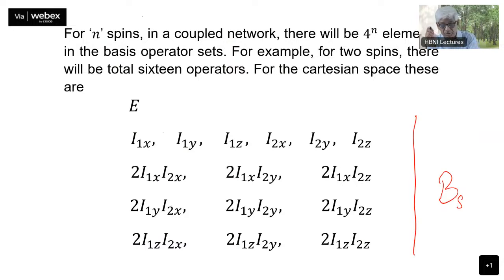1x2x, 1x2y, 1x2z. These are 2 spin products. Therefore we have 9 of these 2 spin products, 6 of these 1 spin operators, and 1 unit matrix, which is the E. Therefore, the total is 16.